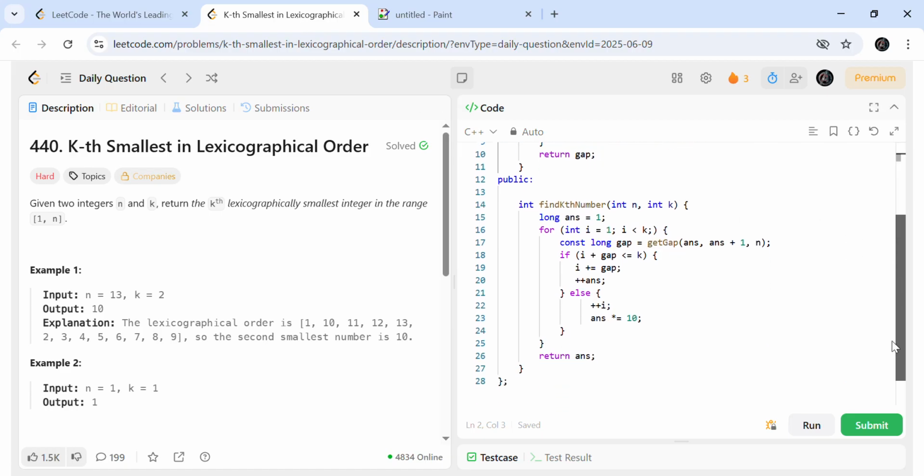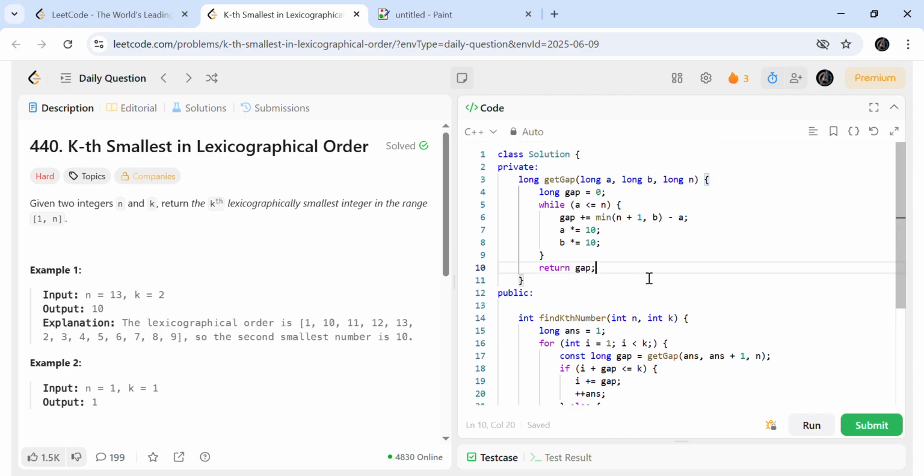So in this I have taken an answer variable, that is 1, and we iterate from 1 to k, and we calculate the gap between 1 and the next number, that is 2, and similarly it will go on, then we check for 2, 3 and 3, 4 also. And if the gap and the i is less than or equal to k, then we increase our i with the gap, and answer is incremented by 1, else i is incremented by 1 and answer is multiplied by 10, and at last we return the answer.